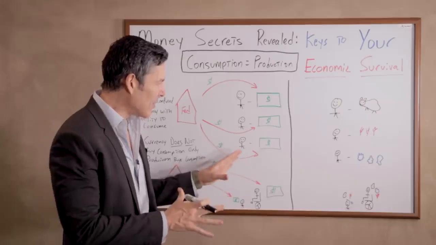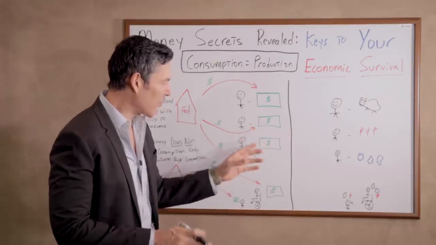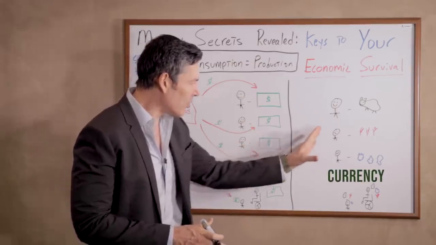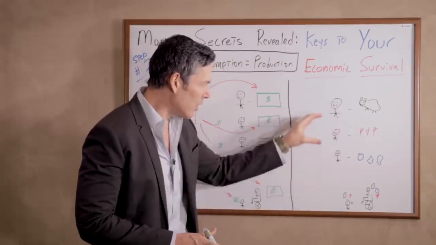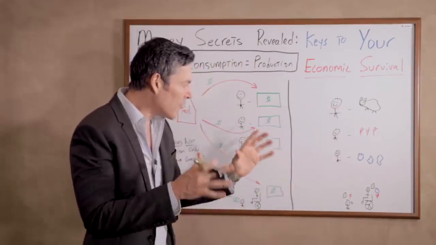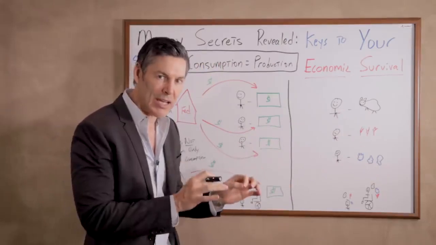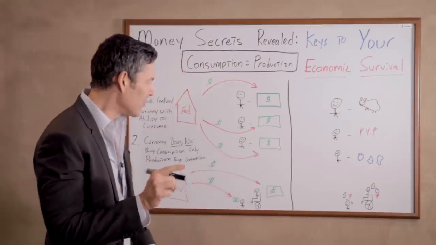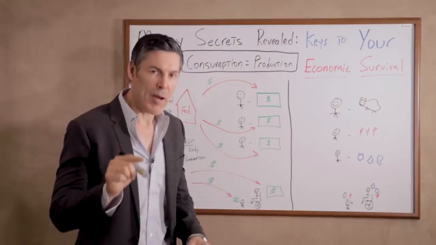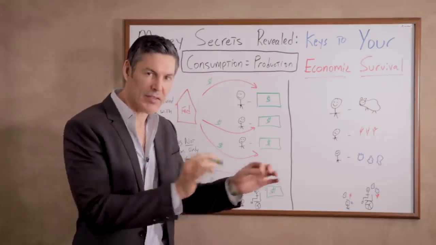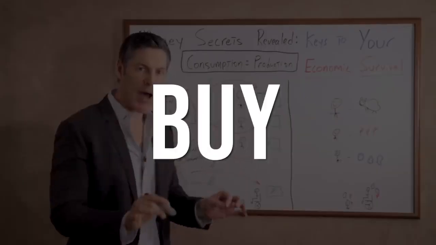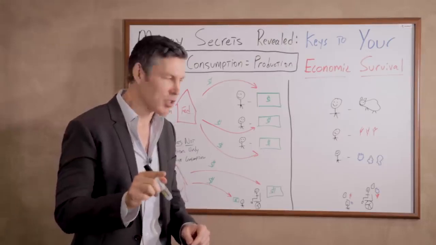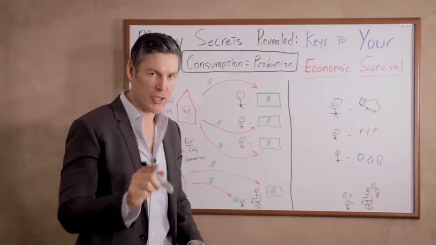And it seems obvious when we separate it like this, but for some reason, when we take the currency and insert it into this real economy, we get very confused and we start conflating the currency units with the ability to consume. We've got to remember that currency in and of itself does not buy consumption. The only thing that buys consumption is production.